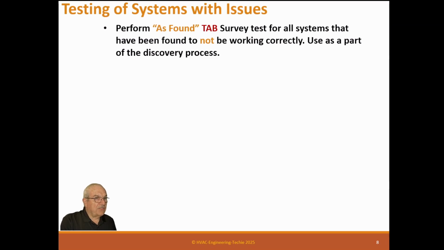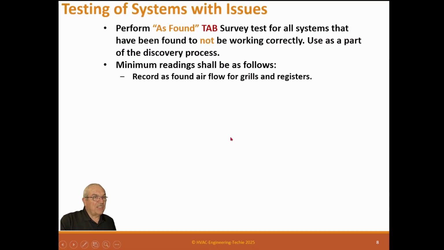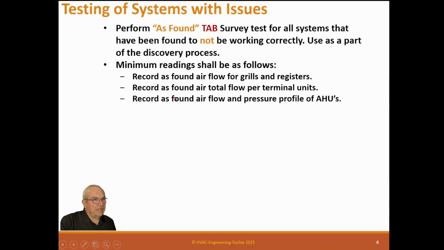Perform as found TAB survey tests for all systems that have been found to not be working correctly. Use as a part of the discovery process. Minimum readings shall be as follows. Record as found flows for grills and registers. Record as found air total flows per terminal units. Record as found air flows and pressure profiles of air handler units. Record outside air flows and building pressure.